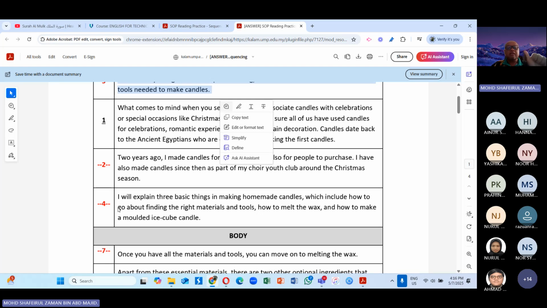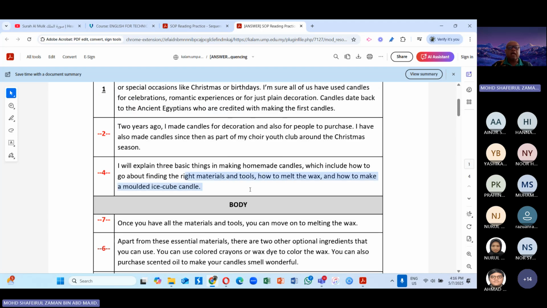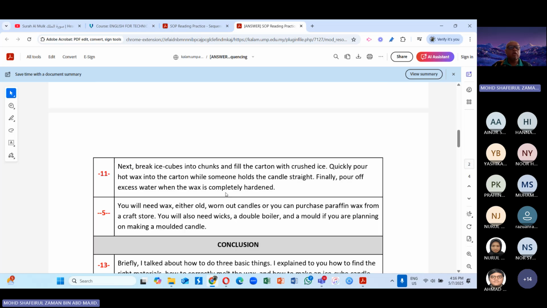Okay, right: materials and tools, how to melt the wax, and lastly how to make a molded ice cube candle. So this is the last step in the introduction. So, okay, we move on to over here.